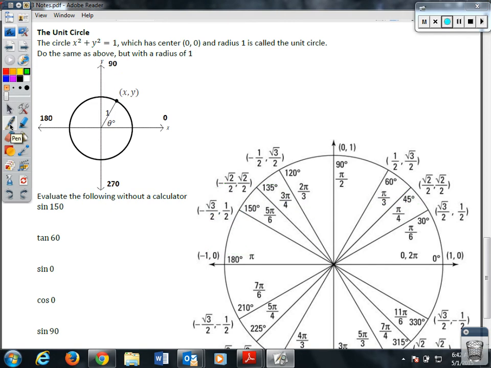So if we do the same thing as before, we can say that x is equal to r cosine theta. But if the radius is 1, then that's just 1 times the cosine of theta. So let's just write that as x equals the cosine of theta. We can do the same thing for y. And again, the radius is 1, so let's just write 1 times the sine of theta, which is just the sine of theta.